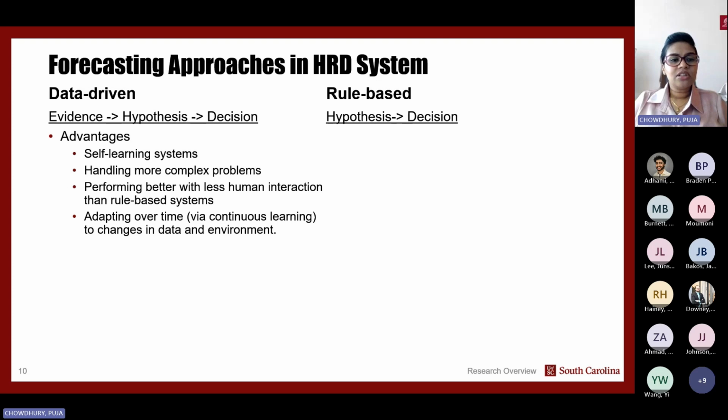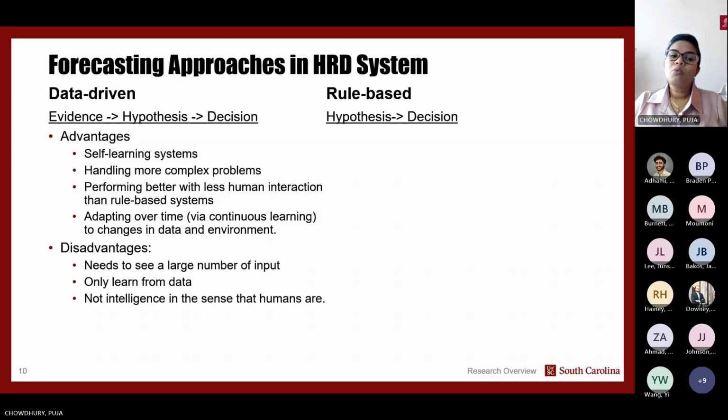For the data-driven approach, the advantages are a self-learning system, handling more complex problems, performing better with less human interaction than a rule-based system, and adapting over time via continuous learning to changes in data and environment. What are the demerits? It needs to see a large number of inputs because it's a data-driven process. It uses only the data, and is not intelligent in the sense that humans are.